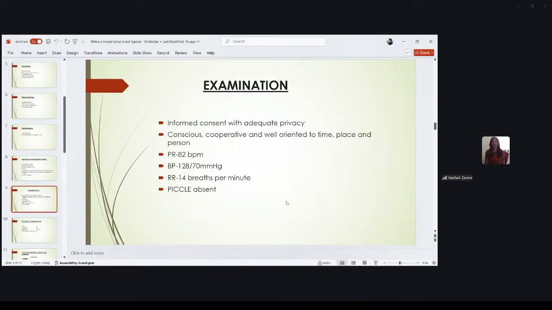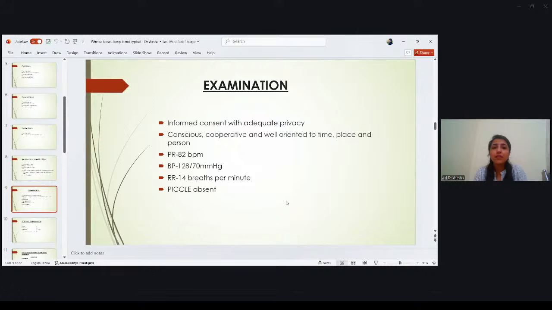Proceeding with the examination part, the patient was examined in a well-lit room after taking informed consent and maintaining adequate privacy. Patient was conscious, cooperative, and well-oriented to time, place, and person. Her pulse rate was 82 beats per minute in the right radial artery, good in volume, regular rhythm, no radioradial or radiofemoral delay. Blood pressure was 128 by 70 millimeters of mercury, taken in the right arm, in sitting position at the level of heart. Respiratory rate was 14 breaths per minute. Patient's BMI was 31.2 kg per meter square, which falls under mild obesity.